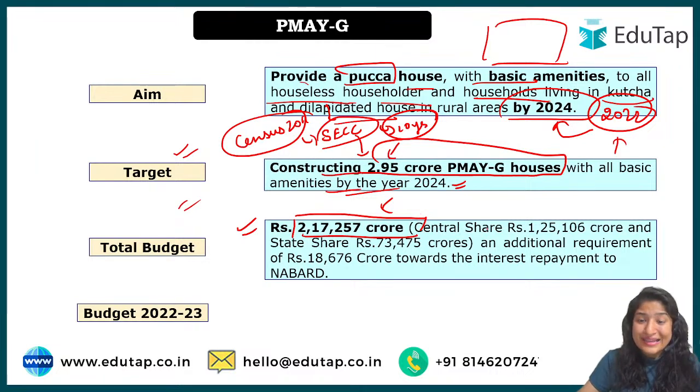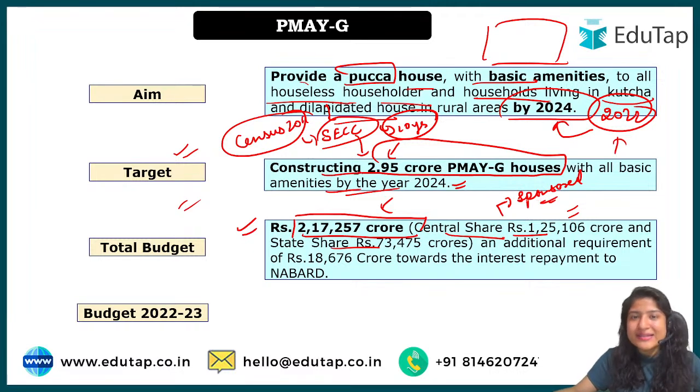Okay, in this also there is a central and a state share. Of this total amount, the center will give rupees 1,25,106 crore, and the state will have 73,475 crore of share. Now you have to keep in mind, because here both the state and the center are paying into the funding, of course it will become what? It will become a centrally sponsored scheme. There are two types of schemes. Central sector schemes are fully funded by the central government. Where the state also has its share, we call it a centrally sponsored scheme.